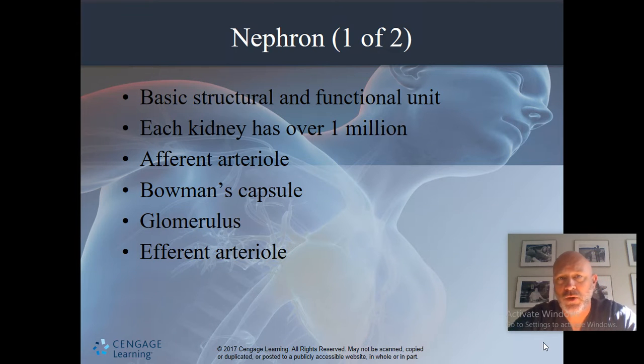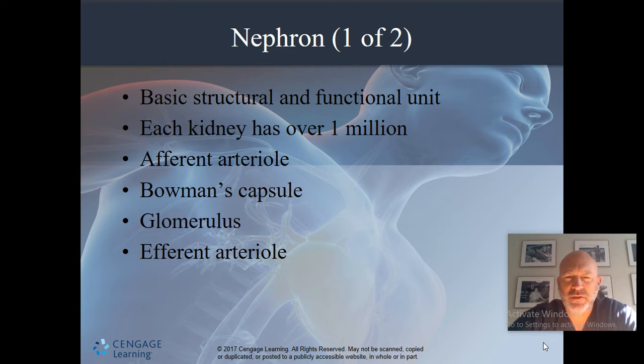And what are the nephrons doing? Well, first of all, you have millions of nephrons in each kidney. In fact, you have enough nephrons in one kidney to do the job of filtering the blood. So that explains why we could donate a kidney and still live a completely normal life.